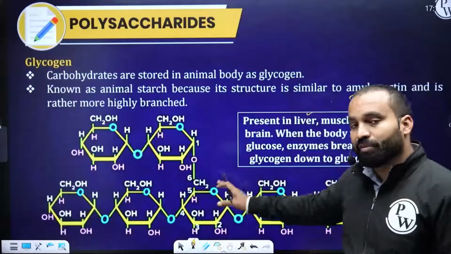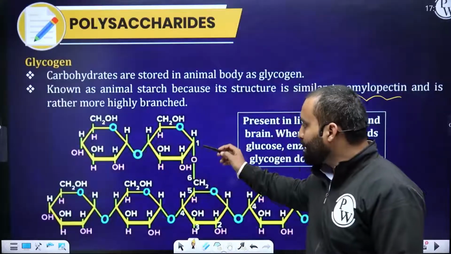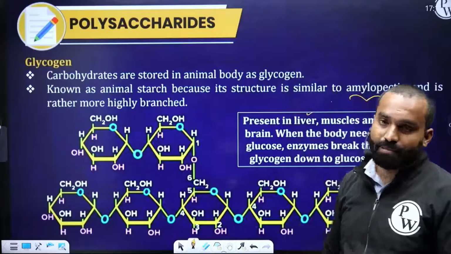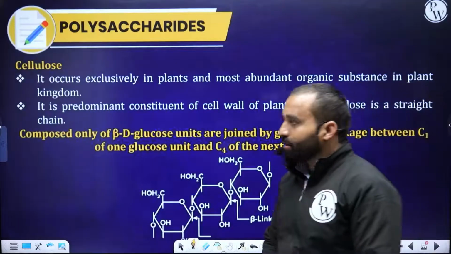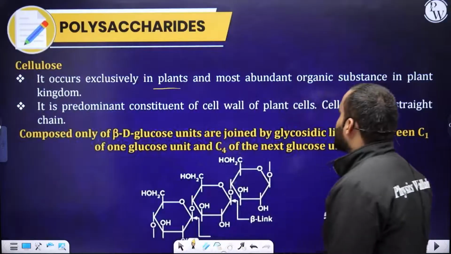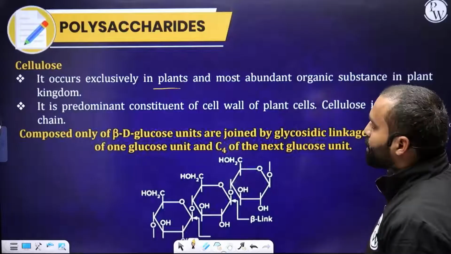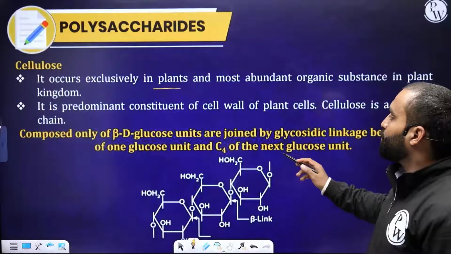This is the structure which looks similar to amylopectin. There is 1,4 linkage as well as 1,6 linkage, a complex molecule. Alright. The cellulose, as I just discussed, occurs exclusively in plants and is the most abundant organic substance in the plant kingdom. And it is the predominant constituent of cell walls.